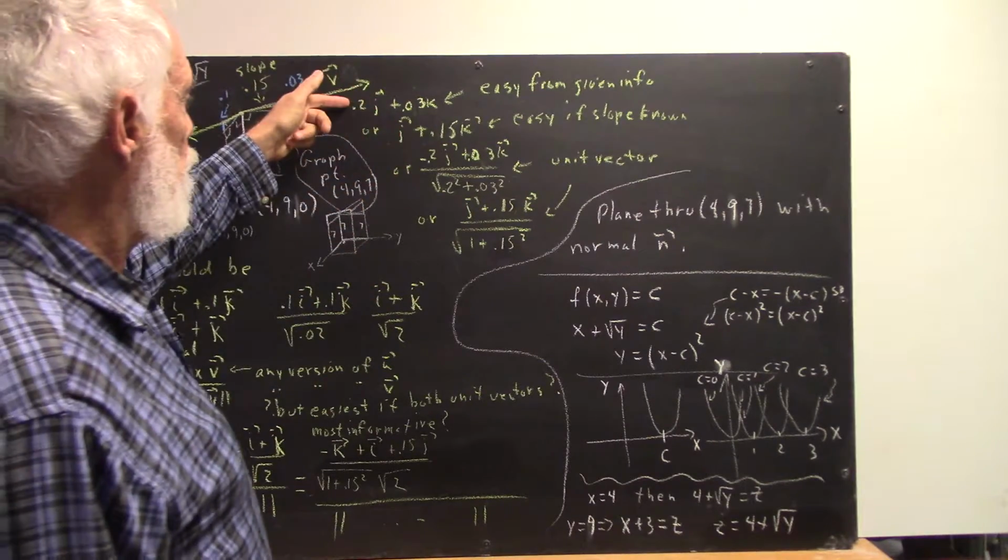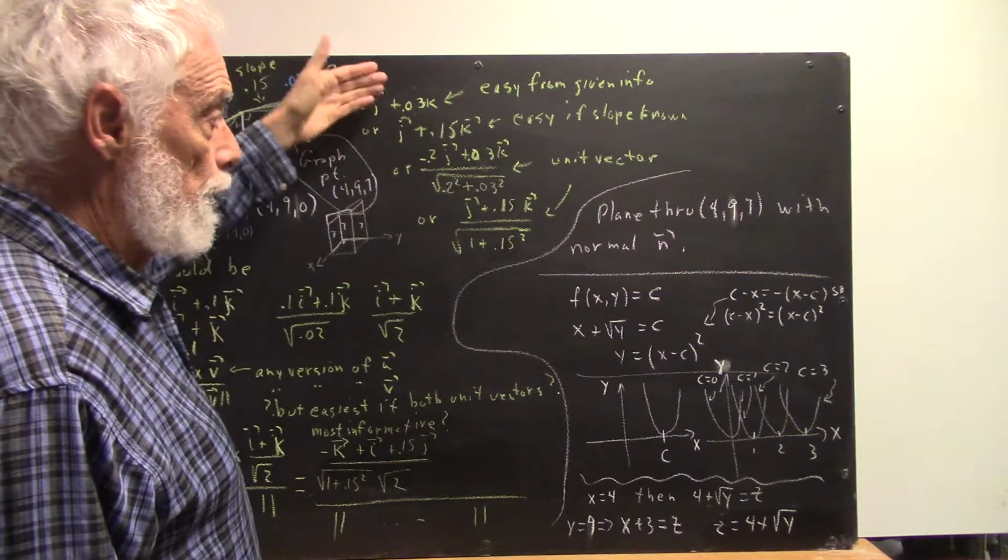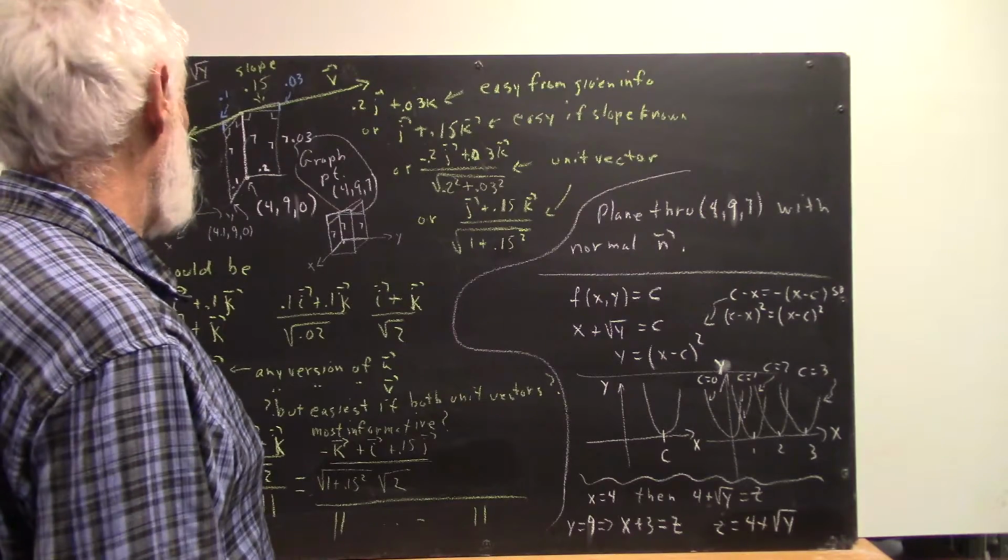Alternatively, we could make a unit vector out of this one. We could make a unit vector out of this one. And those unit vectors, of course, would be equal.